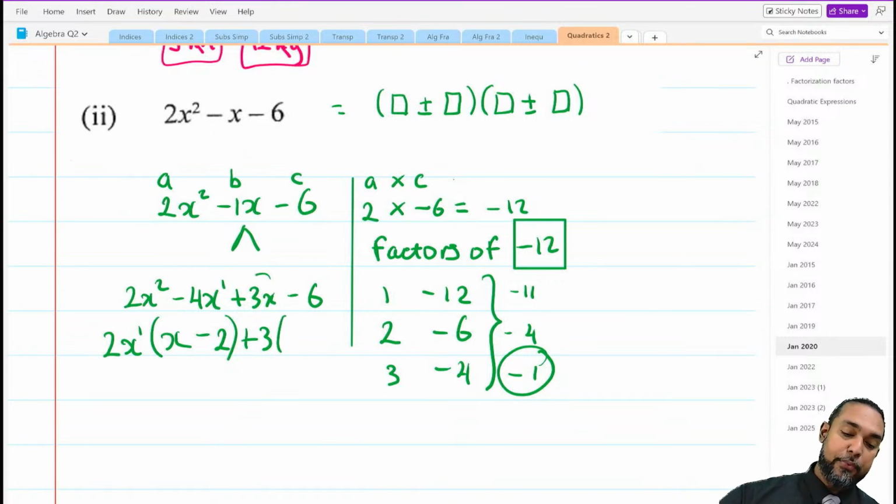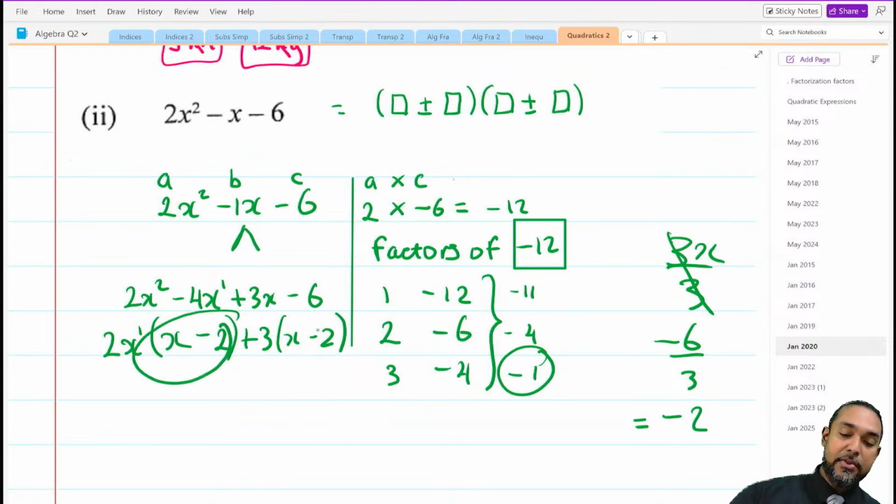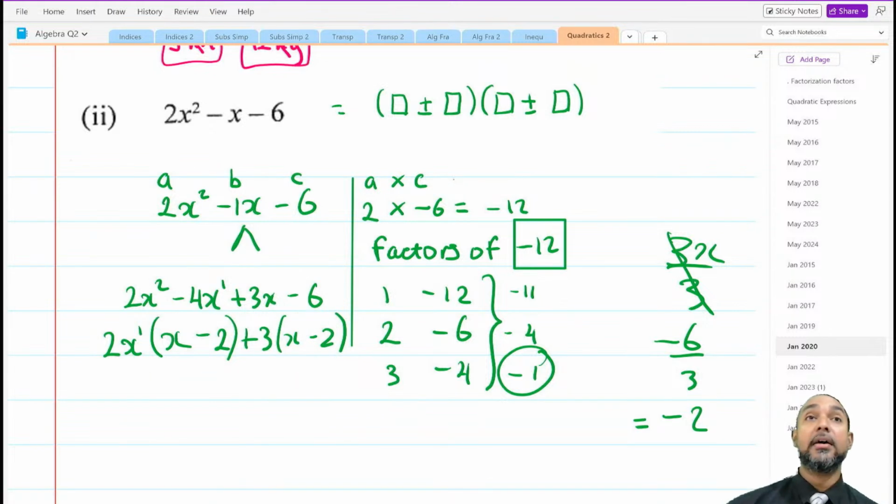Let me show you why. If we divide 3x by 3, if you want to see it, 3x divided by 3, the 3 will cancel, leaving us with just x, not so? And if we did minus 6 divided by 3, a minus divided by a plus is a minus, and 6 divided by 3 is 2. So you'll get minus 2 in the bracket here. Now, why is that important? Because we need these two brackets to be the same.